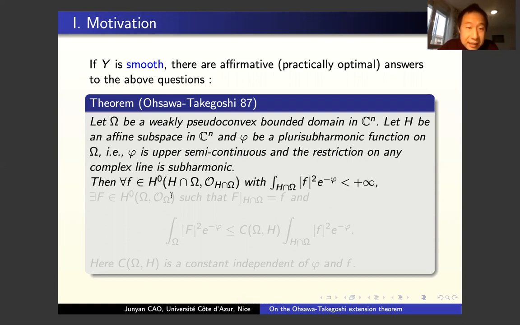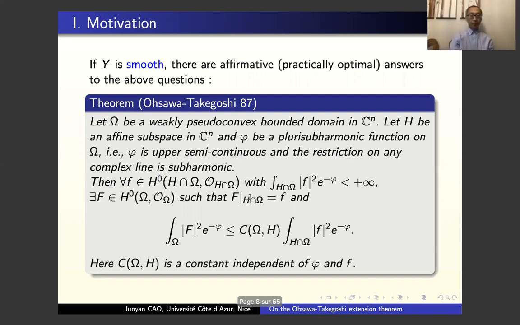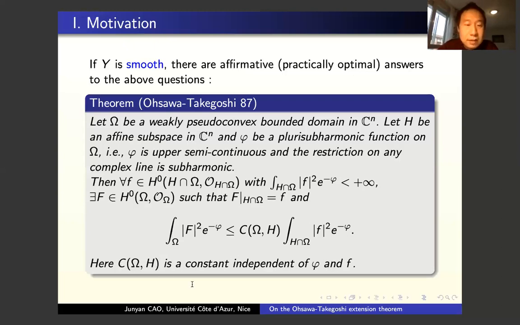Then in this case, given a holomorphic function f on the subvariety H intersect Omega with the L2 condition, we can always find an extension to the total space Omega such that its L2 norm with respect to this possibly singular metric is controlled by some uniform constant times the L2 norm of f. One remarkable point in this theorem is that this constant is in fact independent of the weight phi and of f. So for this constant, it's quite uniform.